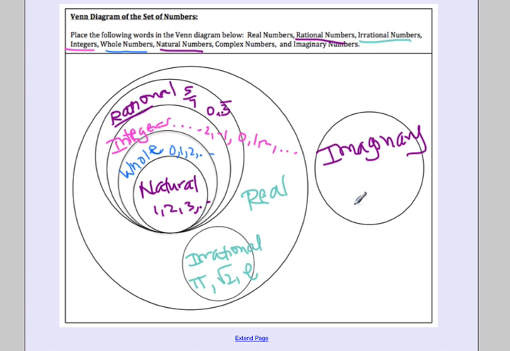Okay, imaginary numbers are things that include i. So 5i is one example. I could have -7i. Those are all imaginary. Then the last thing we need to add on here is what we call the complex numbers.